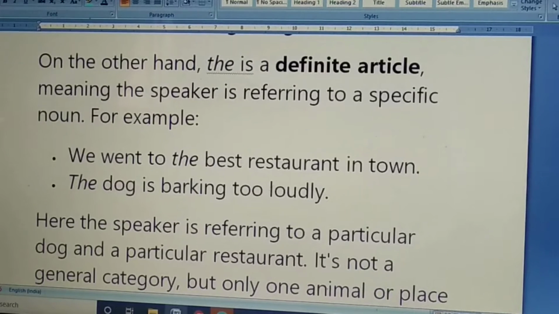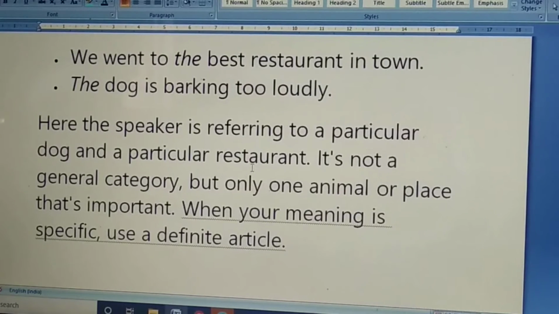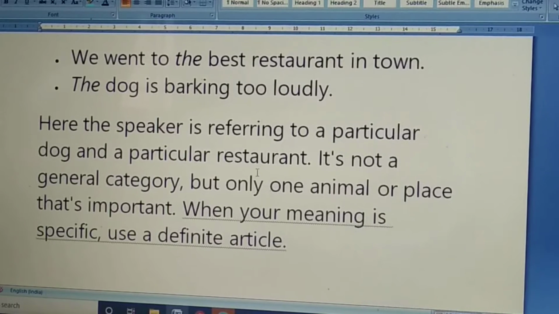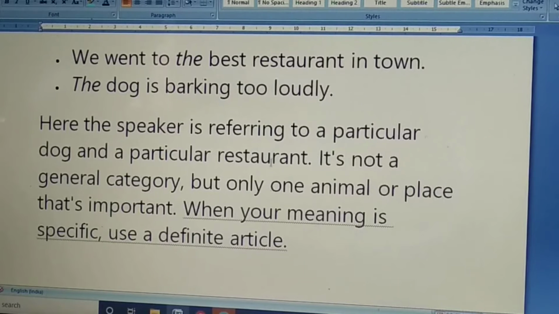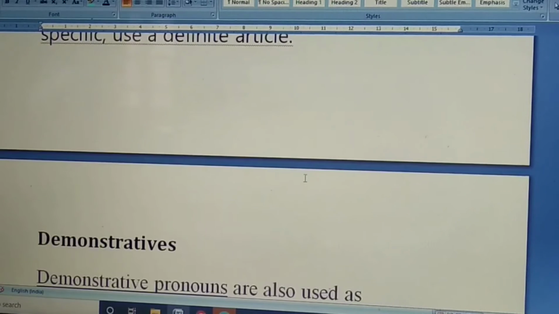The dog is barking too loudly. We are talking about a particular dog that is barking too loudly. So it is a definite article, because we are talking about a definite dog, particular dog, specific dog. Here the speaker is referring to a particular dog and a particular restaurant. It is not a general category, but only one animal or place that's important. When your meaning is specific, use a definite article. That means when you're trying to specify something.